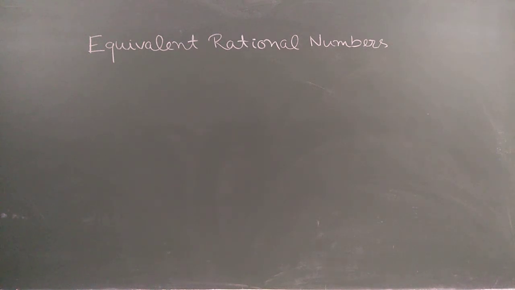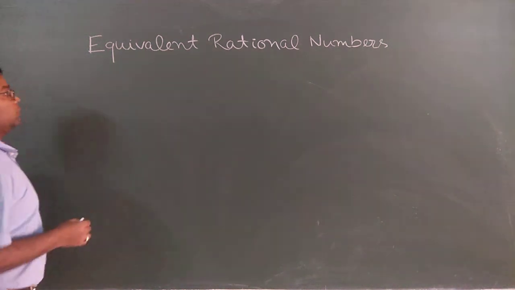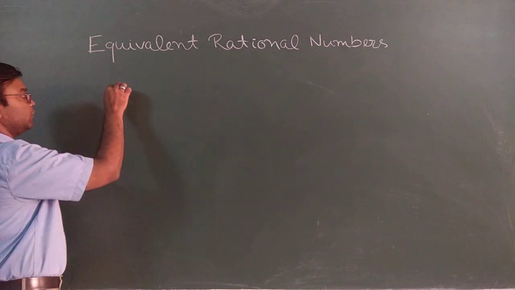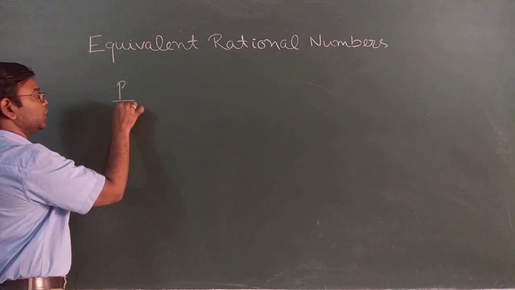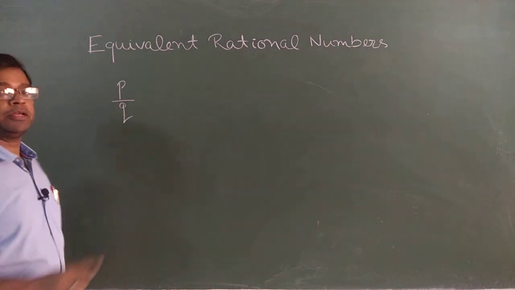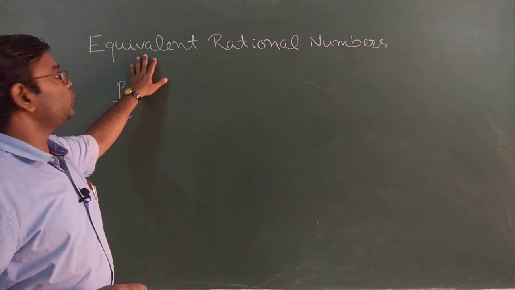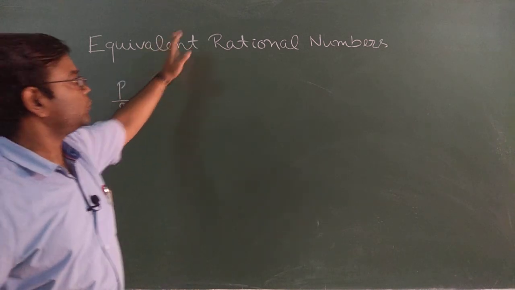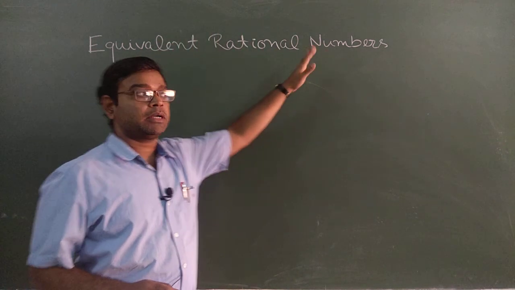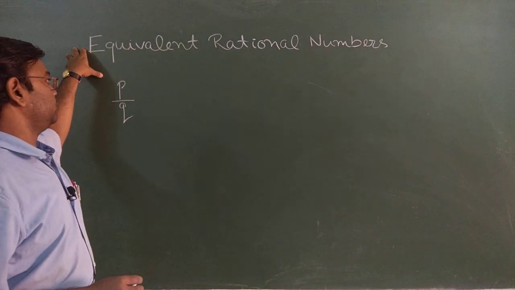So, as we know, rational numbers are in the form of p upon q, where q is not equal to 0 and p and q are integers. So, what is an equivalent rational number? We know the concept of rational numbers, but what about equivalent rational numbers?